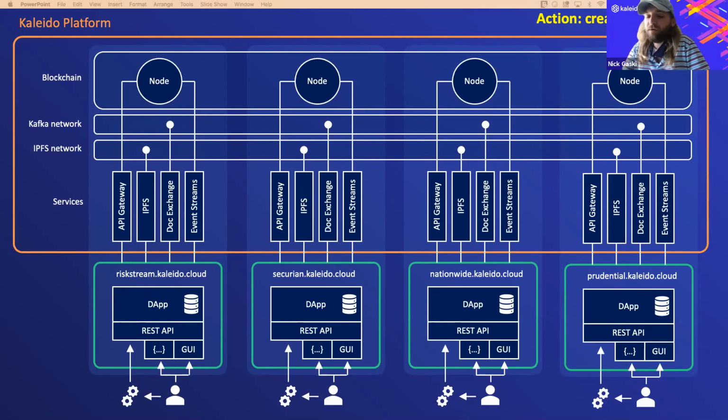So what happens when we create a new profile here? RiskStream is going to upload some new decedent information. So using the raw API or using the user interface, they're going to invoke a blockchain transaction.